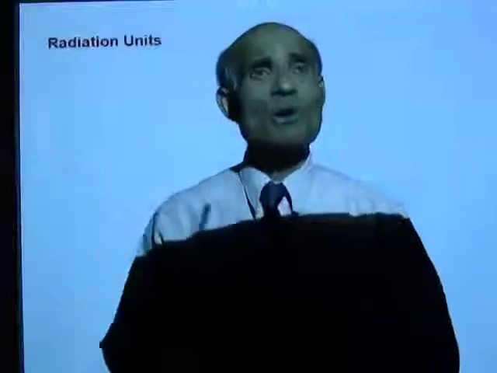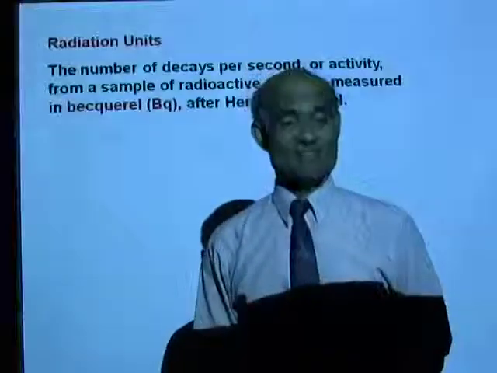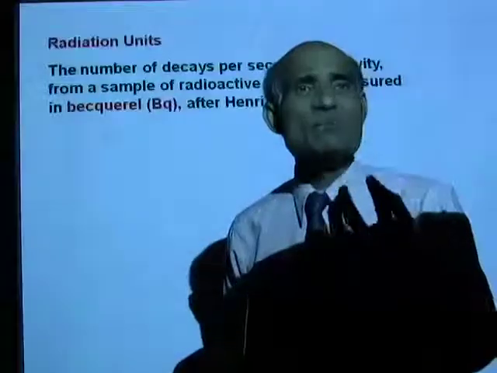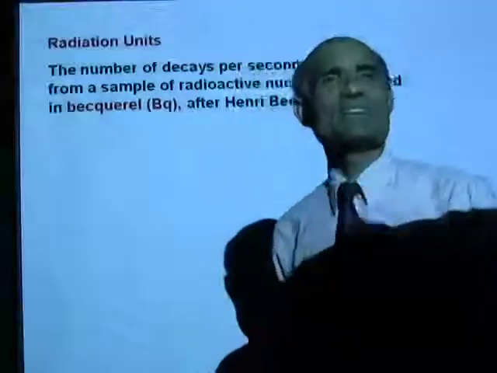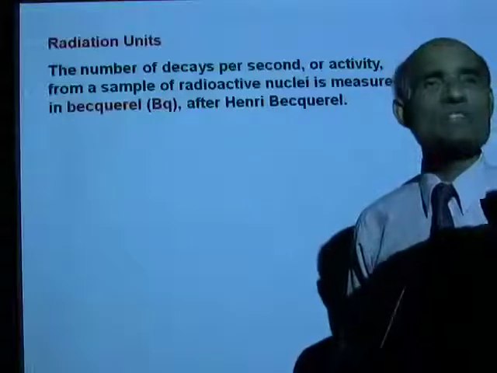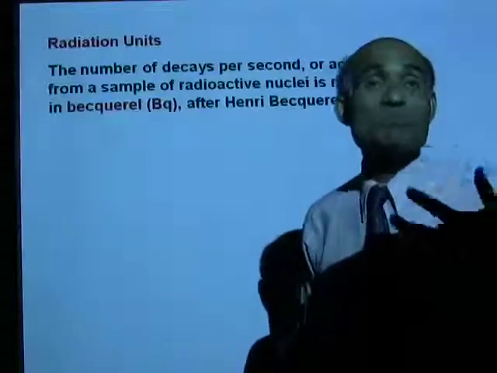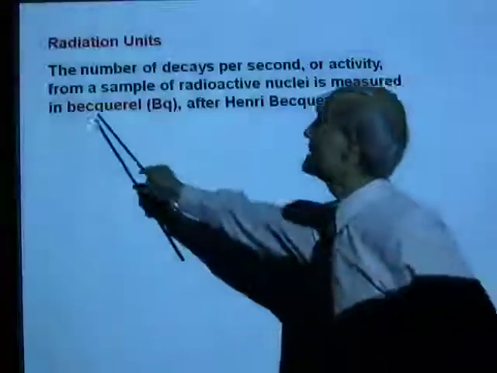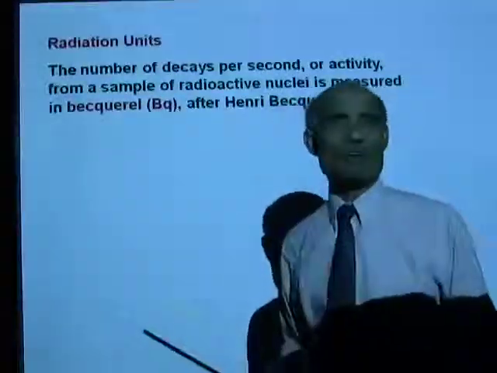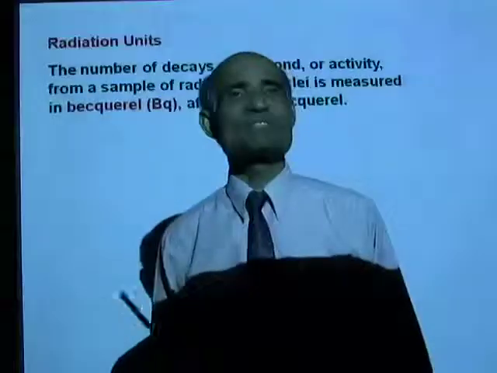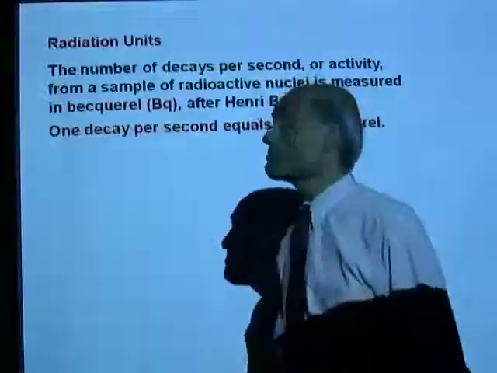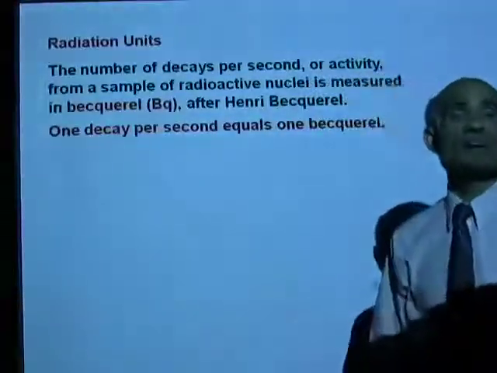Well, if radiation can be measured, what is the unit for measuring radiation? Well, one unit for measuring radiations is the number of radiations per second. The number of decays per second, or activity per second, is the most common unit, and that unit is called a becquerel. Of course, Becquerel is the person who discovered radioactivity. 1 decay per second equals 1 becquerel.